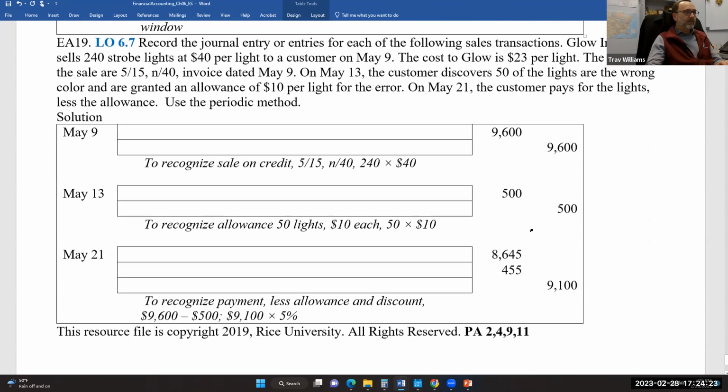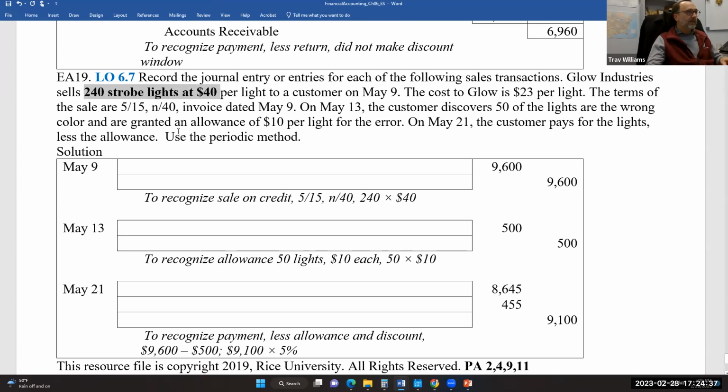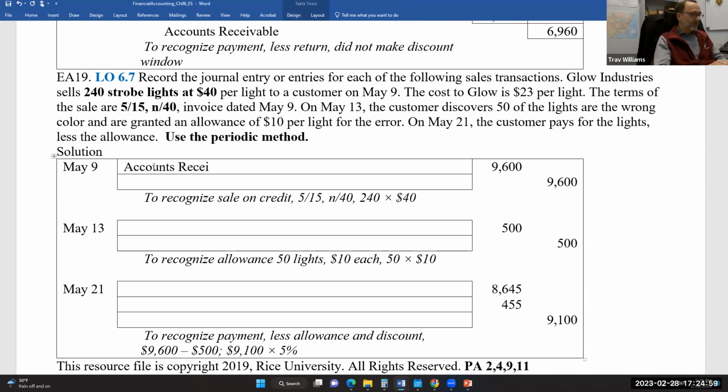And one more exercise here. Okay, let's see. So again, it's 240 strobe lights at $40 each. Again, we are using the periodic method, so we don't have to worry about the cost of the inventory. So when we make the sale, the customer has not paid. We see that there are payment terms, which tells us they haven't paid yet. So we have an account receivable and a credit to sales.